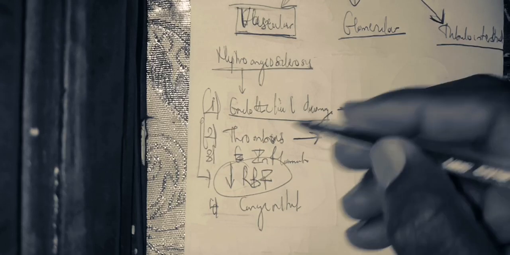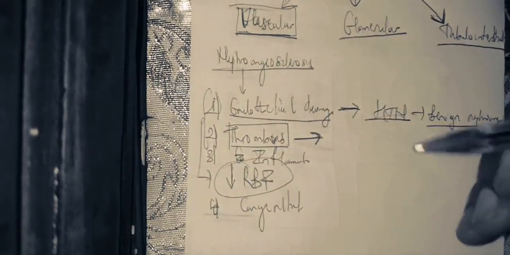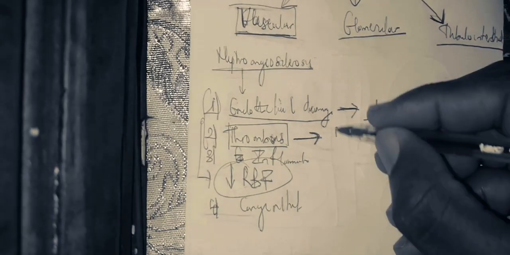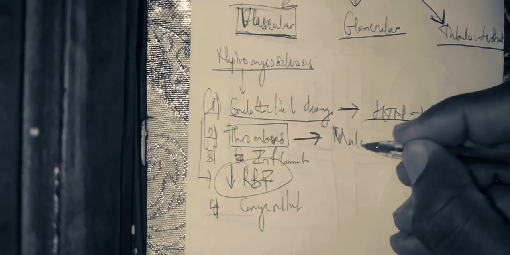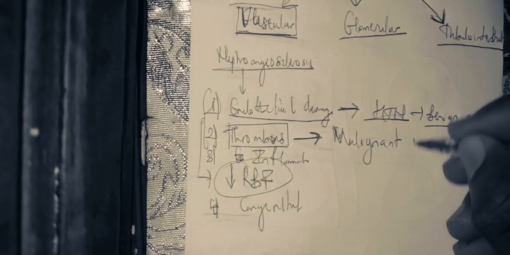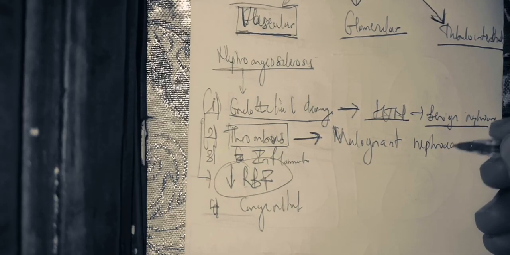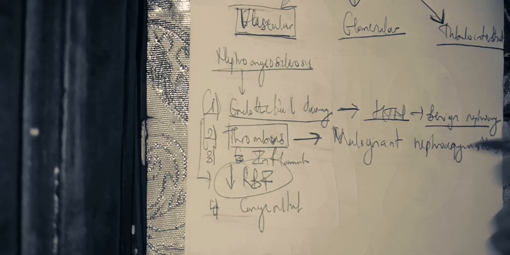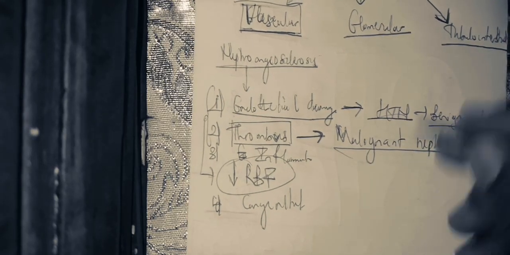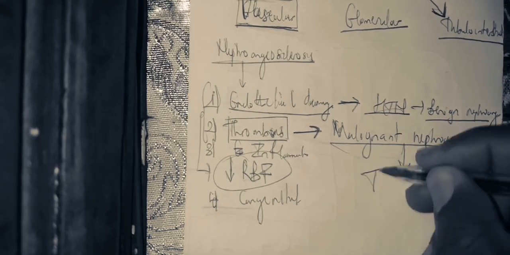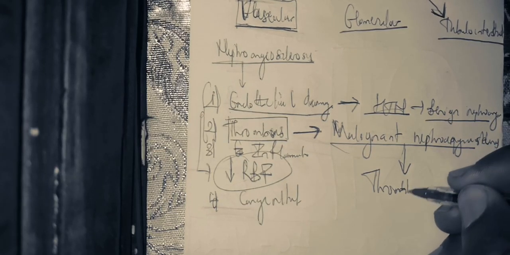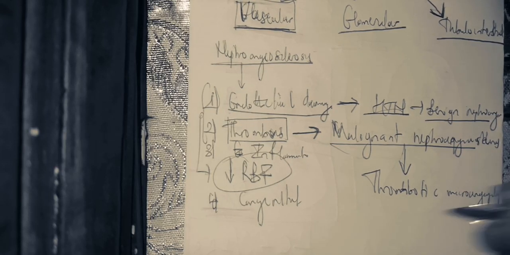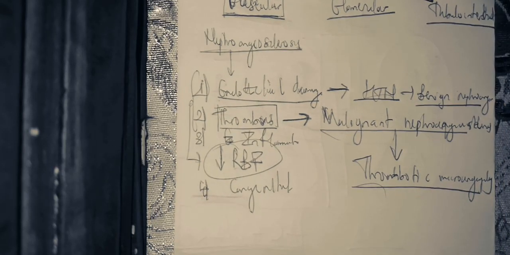Now generally you need to know that thrombus formation is instead going to result much more in a malignant nephroangiosclerosis. Is it clear? The malignant nephroangiosclerosis. And the mechanism via which you have this malignant nephroangiosclerosis is the mechanism of a thrombotic microangiopathy. Now, I want to explain what this thrombotic microangiopathy is.